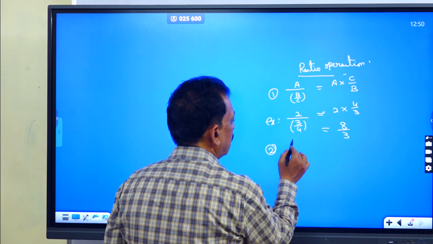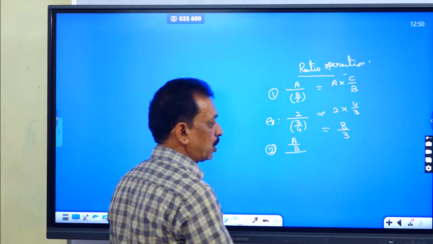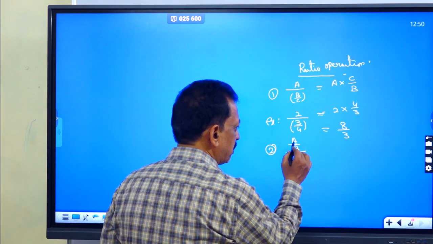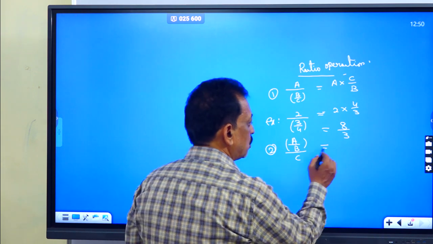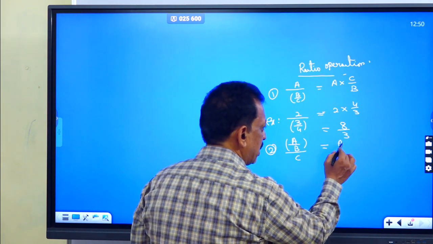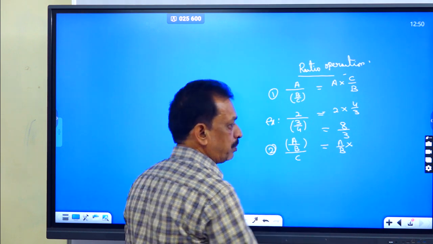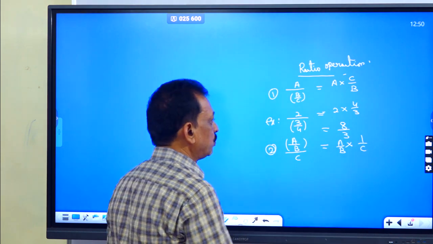Now second one, A by B. The numerator is a ratio, the denominator is a single term, no ratio, C. They won't put a bracket at all. We are keeping the bracket. In problem solving, they won't give any bracket. You have to do it yourself. So the numerator won't change. Numerator is A by B. But the denominator is single, no ratio, that means 1 by C. Once you know that A by B, C, then no problem.